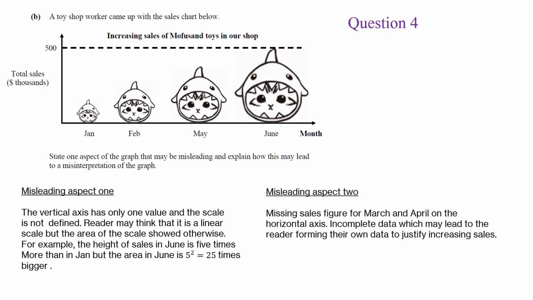We can also explain it in terms of the missing sales figures for March and April. If you look at the horizontal axis, it only shows January, February, but there is no data for March and April. So the incomplete data may lead to the reader forming their own data to justify the increasing sales.